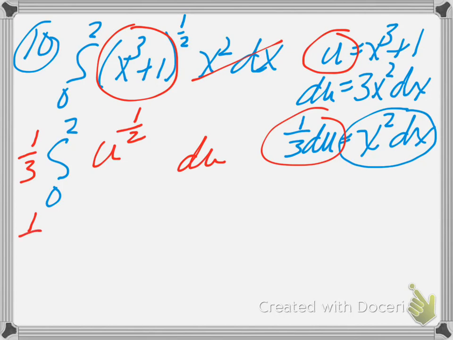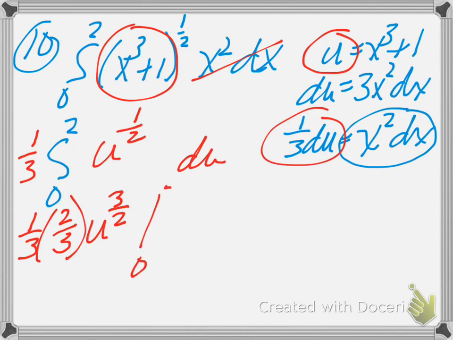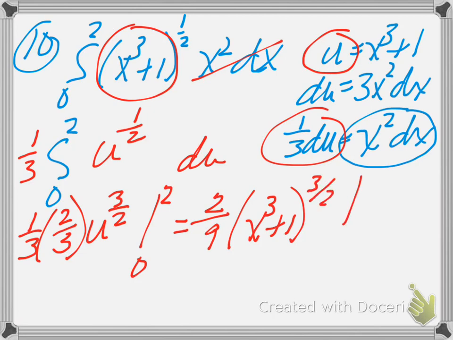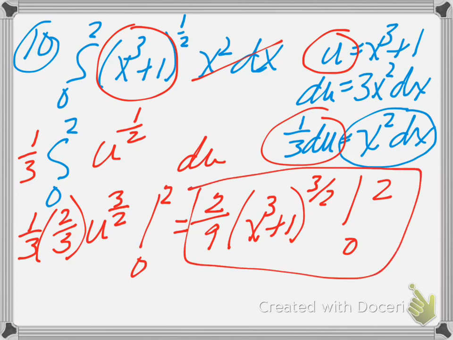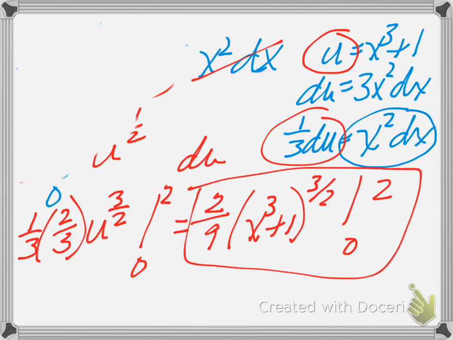Okay, so we're going to do the antiderivative, and we're going to get u, 1/2 plus 2/2 is 3/2, divided by 3/2, which is the same thing as multiplying by 2/3, as it goes from 0 to 2. So let's simplify a little. We get 2 over 3 times 3 is 9. And u is really x cubed plus 1 to the 3/2 as I go from 0 to 2. Okay, so this is my important piece here that I'm going to work with. And now we just have to do the algebra.